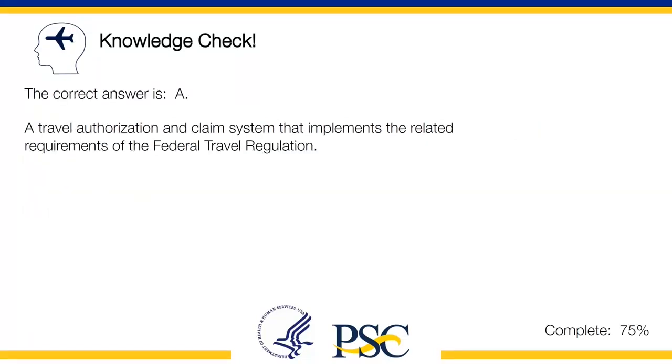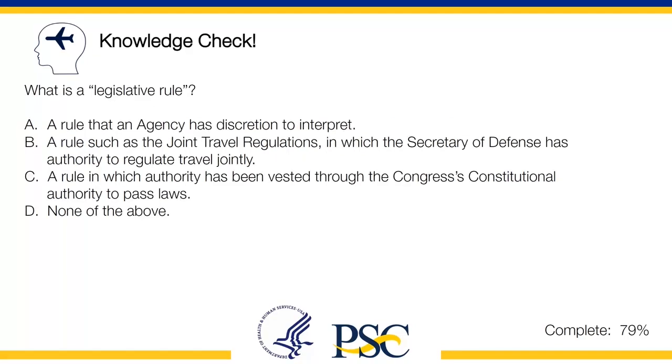The correct answer is A. A travel authorization and claim system that implements the related requirements of the Federal Travel Regulation. What is a legislative rule? A. A rule that an agency has discretion to interpret. B. A rule such as the Joint Travel Regulations, in which the Secretary of Defense has authority to regulate travel jointly. C. A rule in which authority has been vested through the Congress's constitutional authority to pass laws. D. None of the above. Pause the video, consider your response, and then resume to learn the answer.